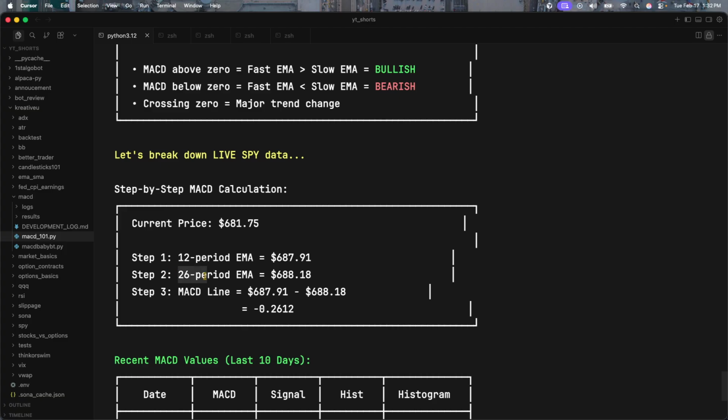Then we're going to take 26 minutes of the exponential moving average. That's 688.18. So step three is going to be our MACD line, which is taking the 12 minus the 26. Now we have negative 0.26. Remember, if we're negative, what are we? Bearish, right? So this is letting us know that we're on a bit of a bearish decline.